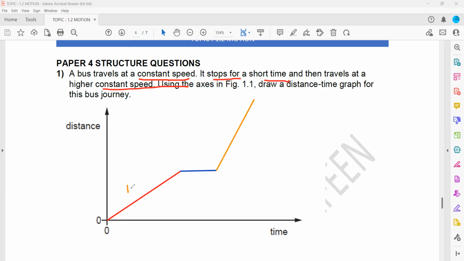If this is part A, B, and C, A is representing a constant speed, B is representing a stationary object, C is representing a constant speed. But what is the difference between them? The difference is C is a much higher constant speed than A. Is it clear, this one?